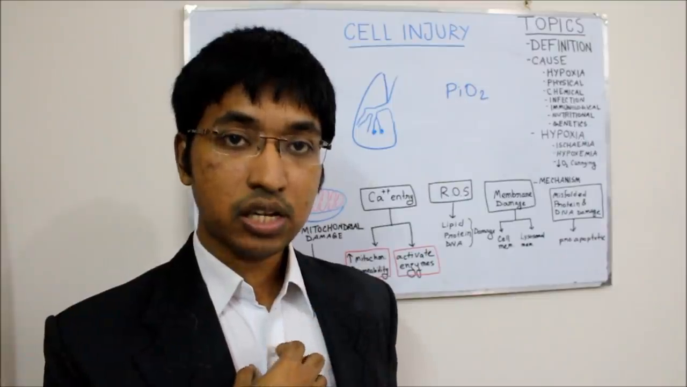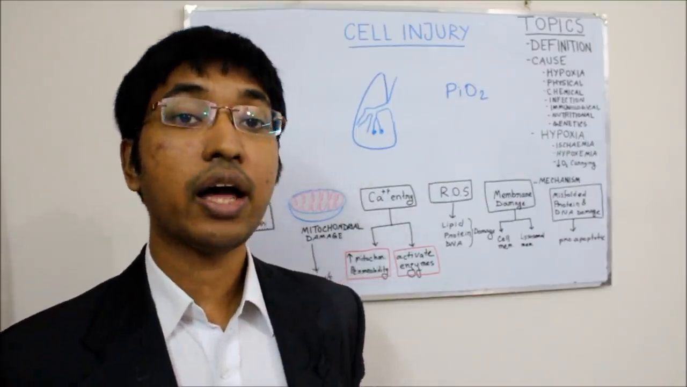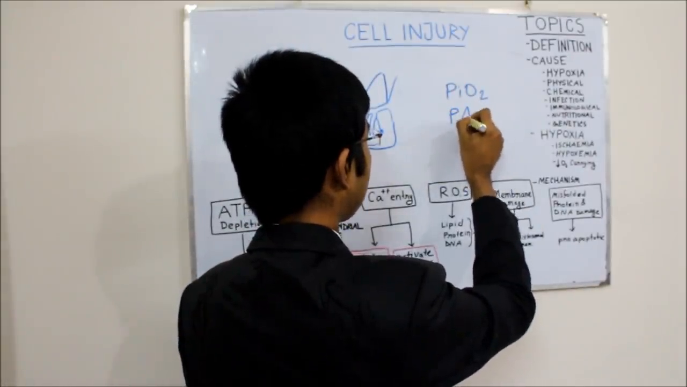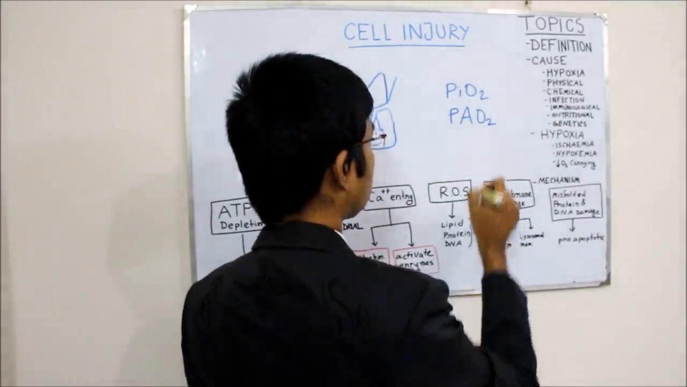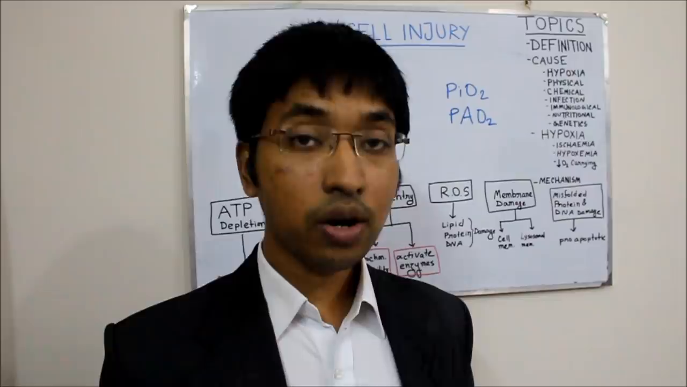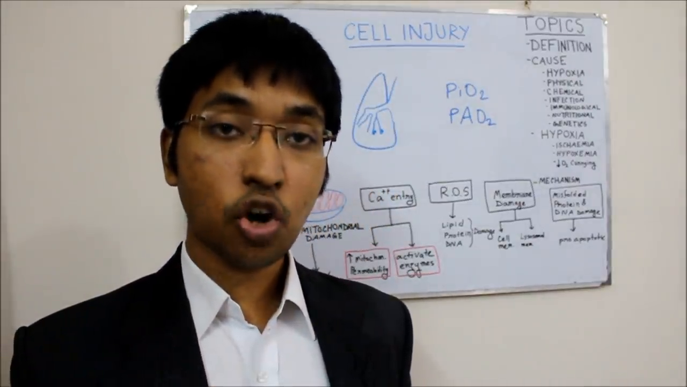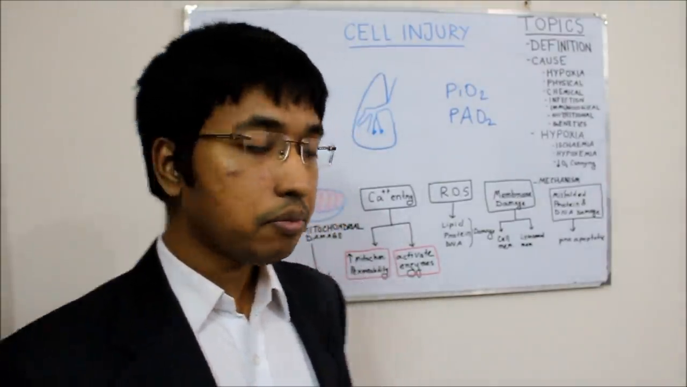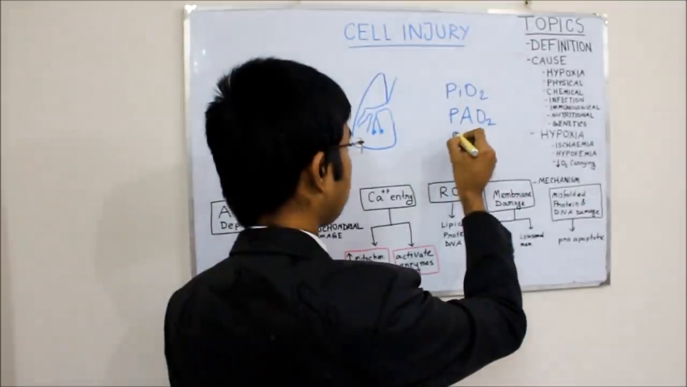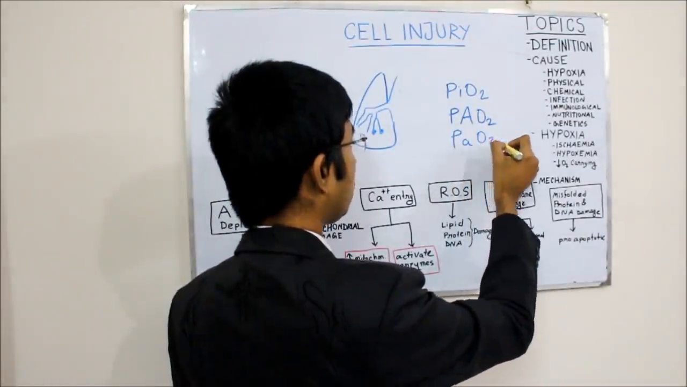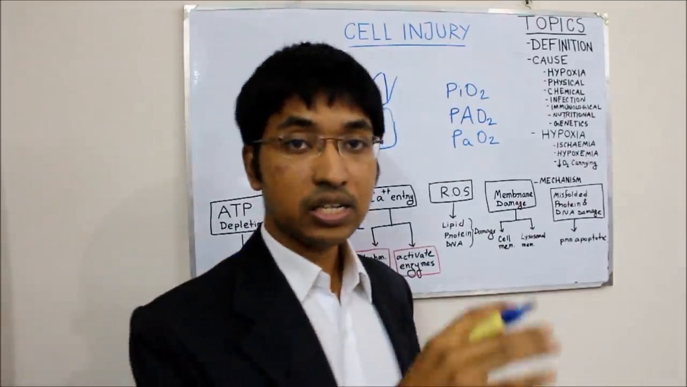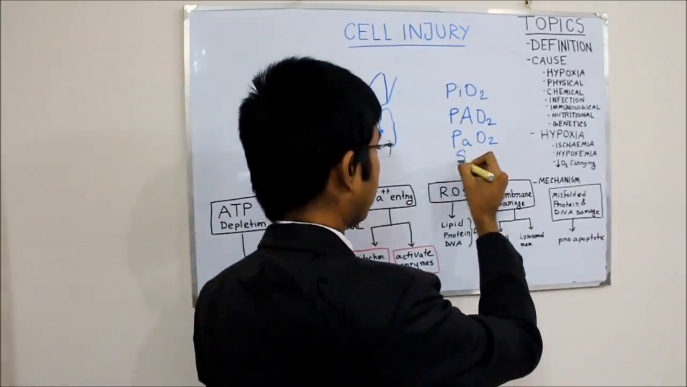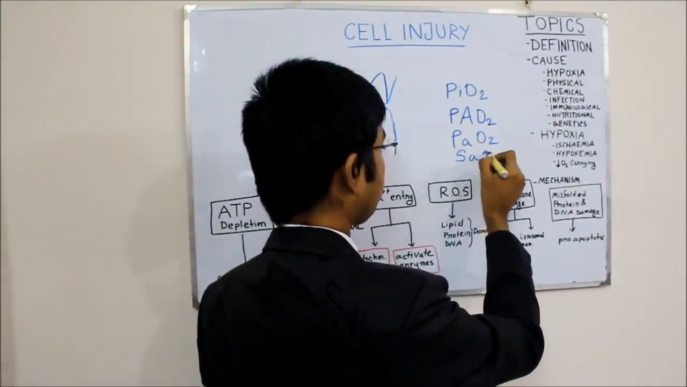Okay, so what happens when we are taking that air? That air is coming inside our lungs and then it is going to the alveoli. The pressure in the alveoli is written PAO2. Okay, and from the alveoli, what happens? Gas exchange occurs and then that oxygen can go to the blood. And then that is called PaO2. And from the blood, it will go inside the RBC and bind with the hemoglobin. And we will express that thing as SaO2.